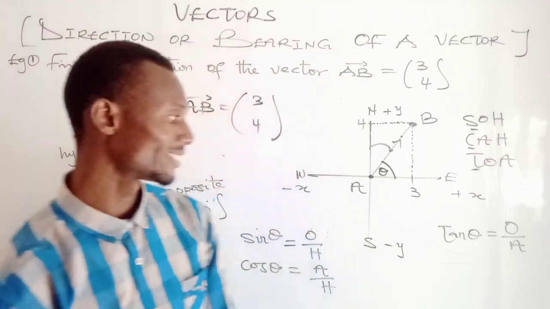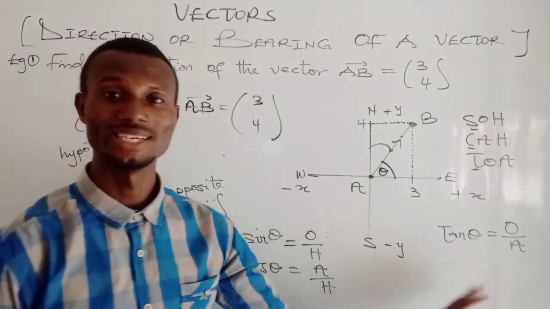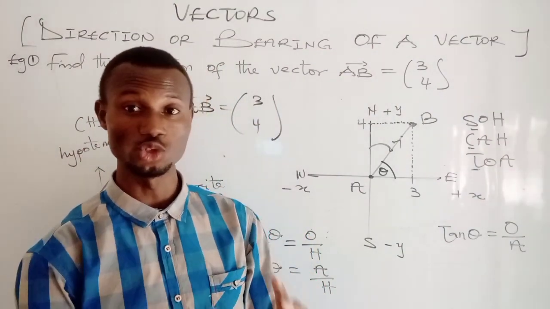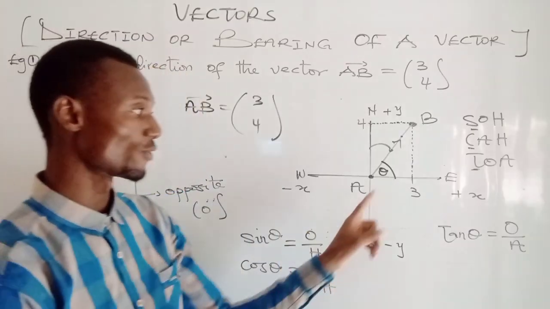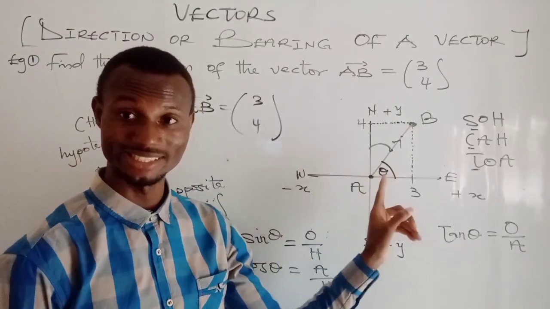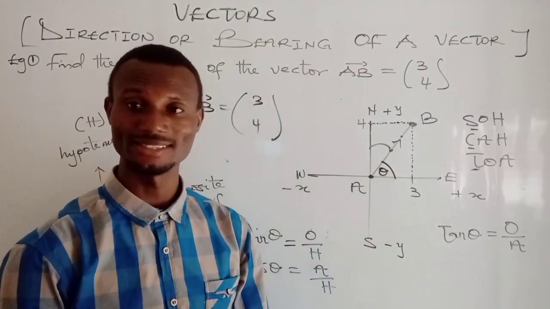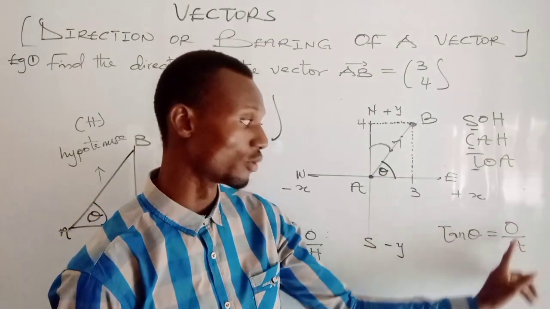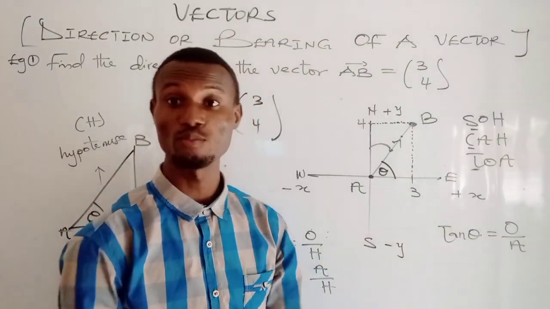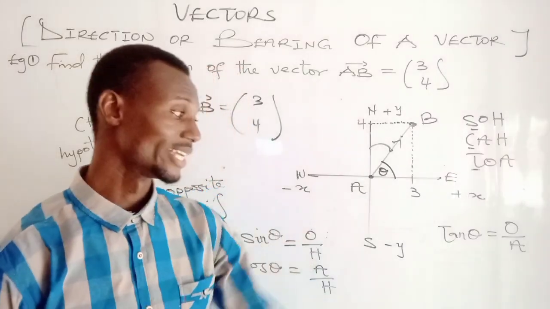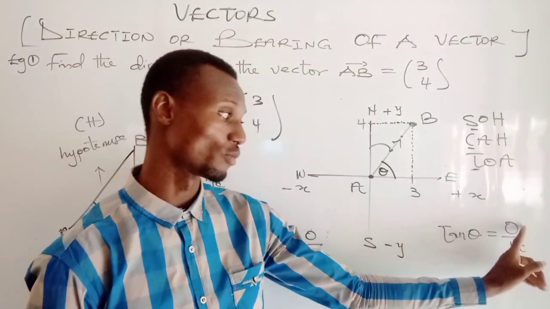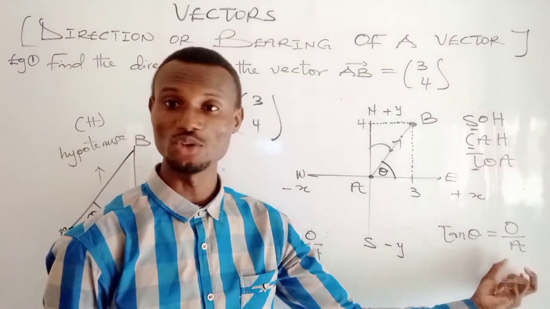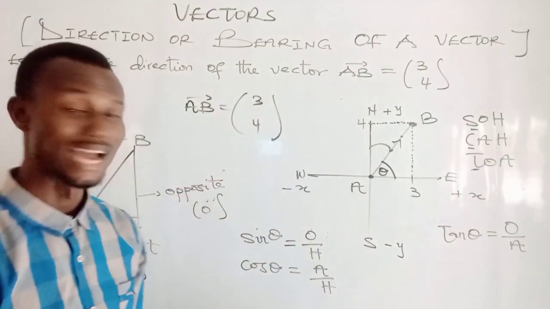And among these three trig ratios, there's one that we are going to use to calculate the angle theta, which is here. That is tan theta, which is this one. Tan theta is equal to the opposite over adjacent. And I'm going to explain why we are using tan theta equals opposite over adjacent, and not any of the others.